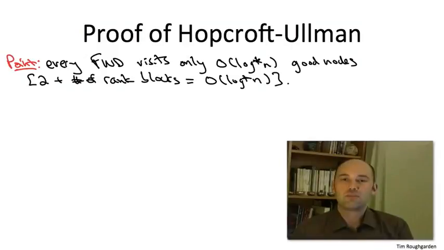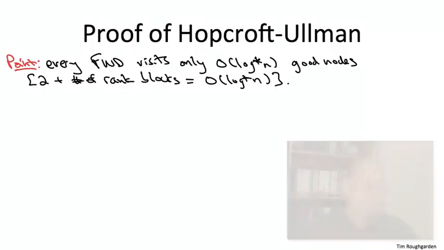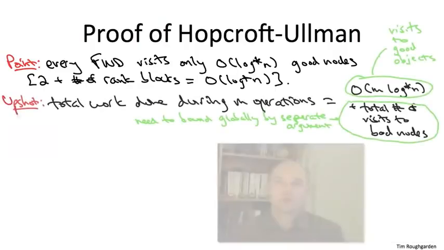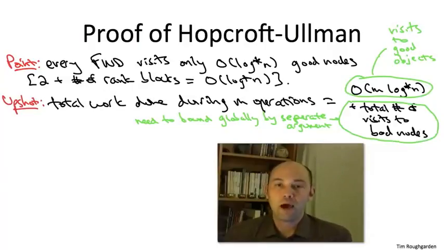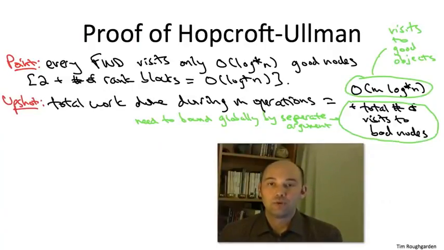So now let's go ahead and express the total amount of work that we do over all of the find and union operations in these two quantities. Work done to good nodes, which we now know is just log star n each operation, plus the visits to the bad nodes, which at the moment we have no idea how big it is. So now let's proceed to the global bound on the total amount of work that we perform on bad nodes. And this is really the crux of the whole theorem.